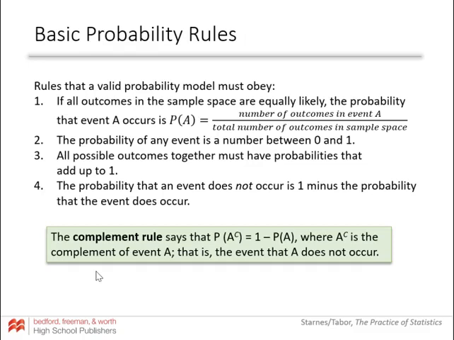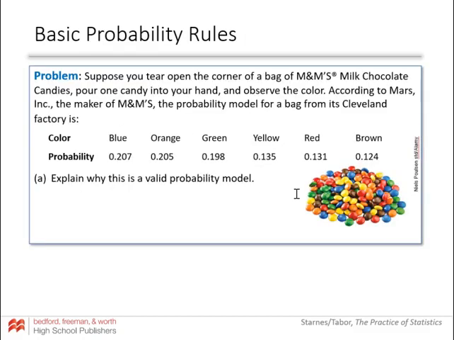So if I take everything in the sample space, the probability of all of them together has to add up to 1. And then the probability that an event does not occur is 1 minus the probability that it does occur. We call this the complement, and a lot of times you'll see it written like this, event A, and then we put a C up where an exponent would be to say the probability that A does not happen. That always has to be equal to 1 minus the probability that A does happen.